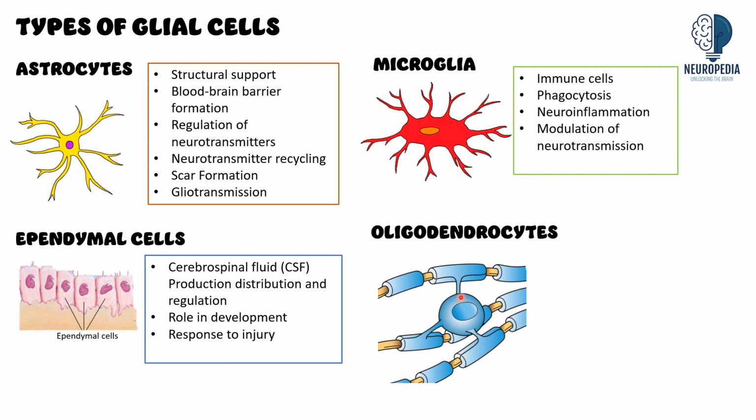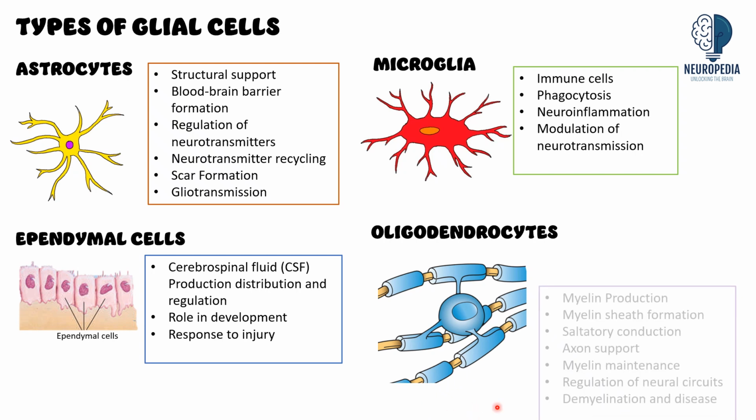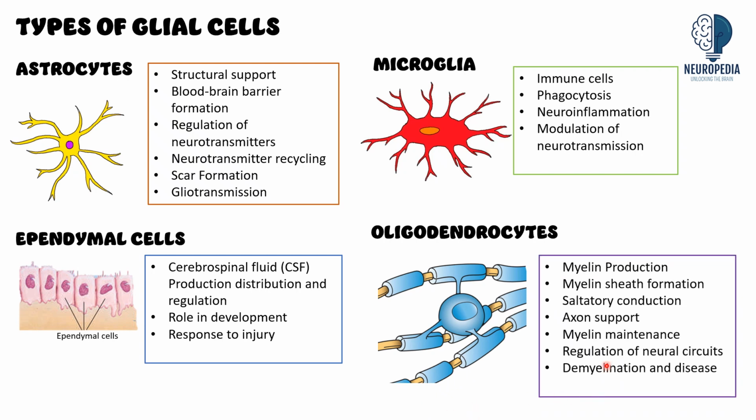Oligodendrocytes. These are a type of glial cells found in the central nervous system. They play a vital role in the functioning of neurons by producing myelin, a fatty substance that insulates axons and speeds up the transmission of electrical signals. So these oligodendrocytes are involved in myelin production. This is one of their primary functions.